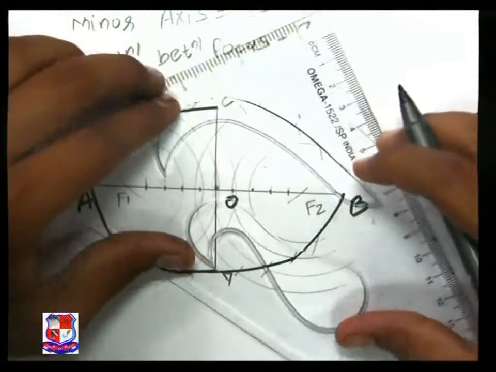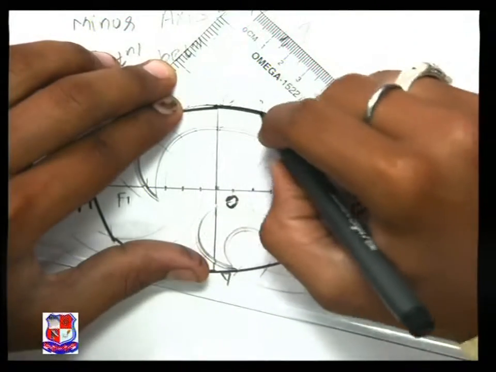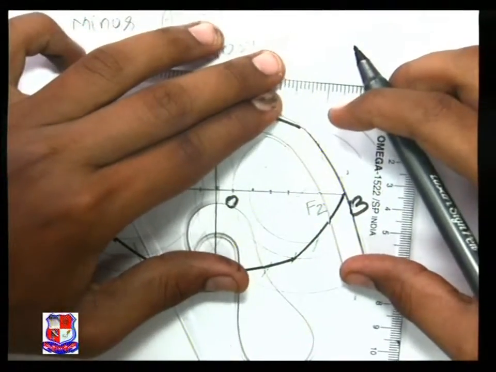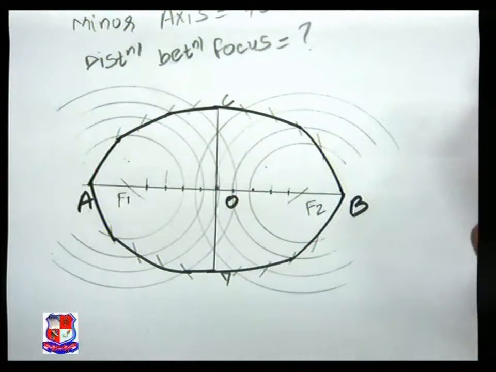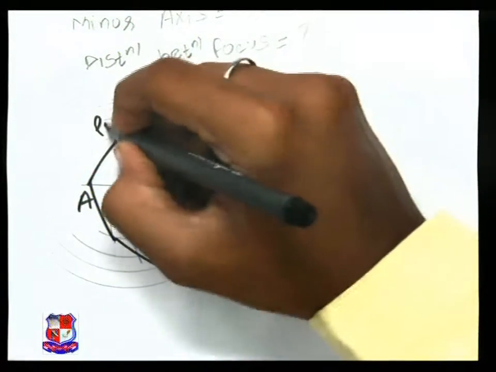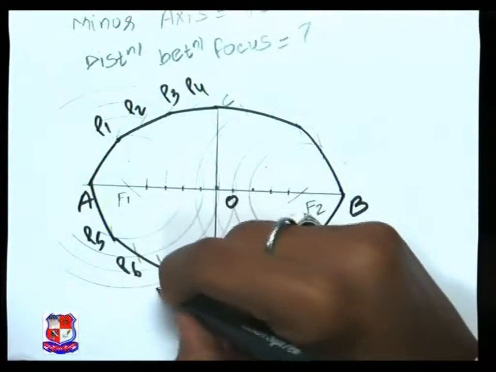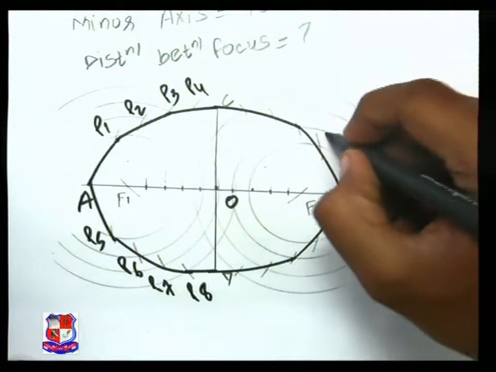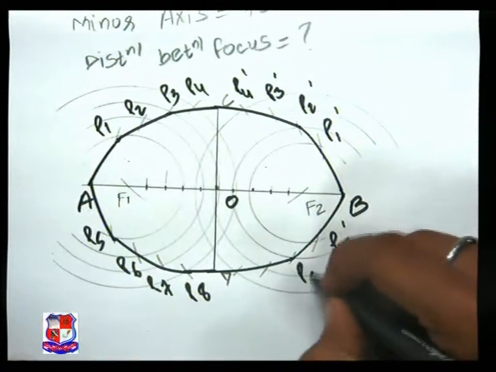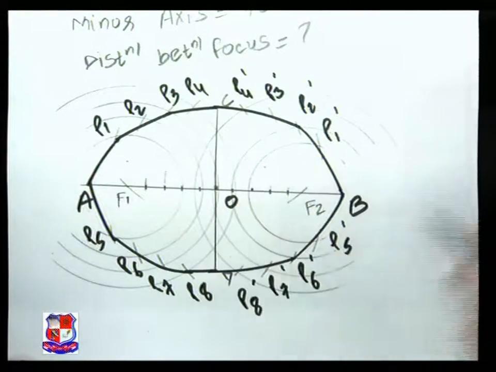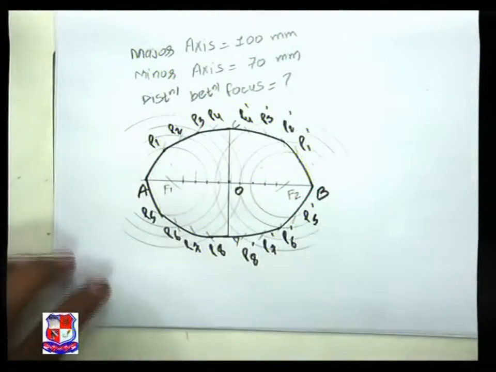Like this. Join it with a smooth curve properly. This is how you can get your ellipse. Give nomenclature P1, P2, P3, P4, P5, P6, P7, P8, P1 dash, P2 dash, P3 dash, P4 dash, P5 dash, P6 dash, P7 dash and P8 dash. This is how you can draw an ellipse using the arc of circle method.